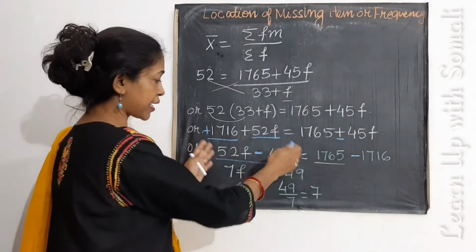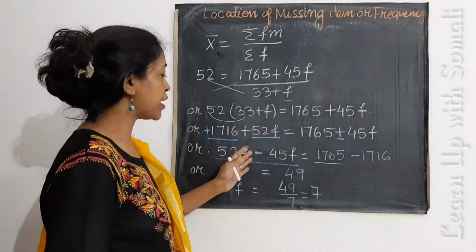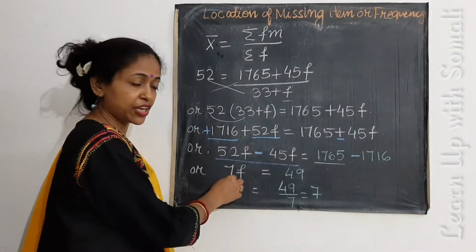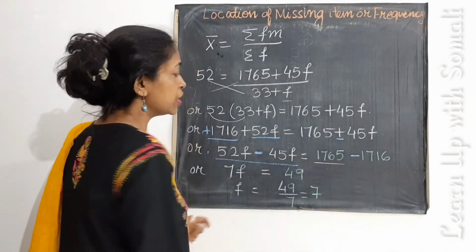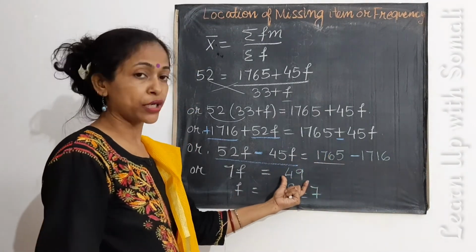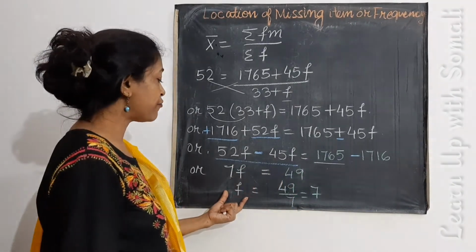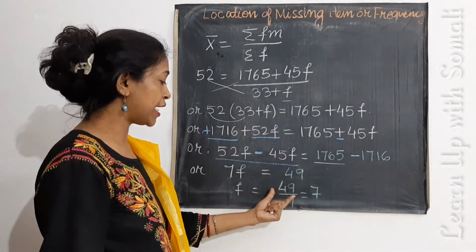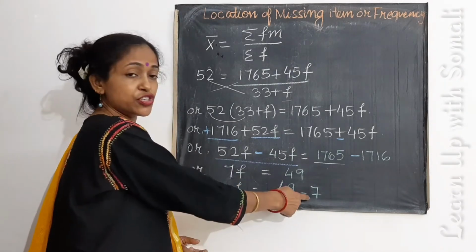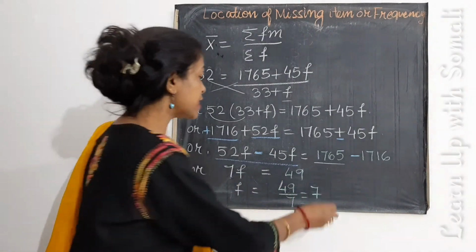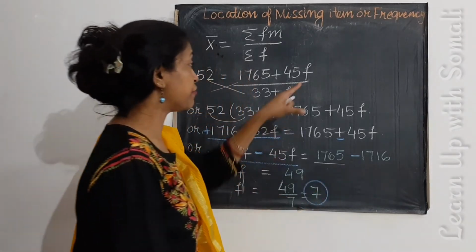Now let us calculate this portion. 52F minus 45F is 7F, and from this portion we get the value of 49. Now 7F is equal to 49, so F will be equal to 49 divided by 7, which is equal to 7. So this 7 is our missing frequency.